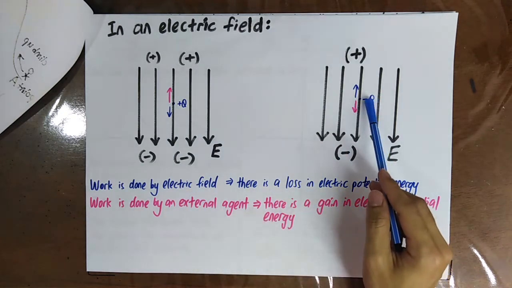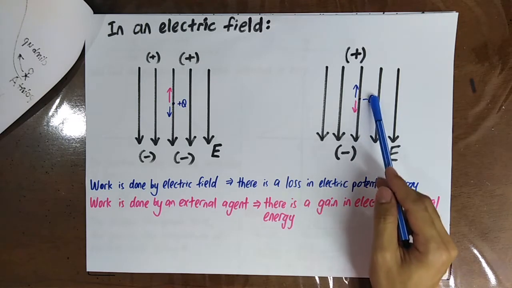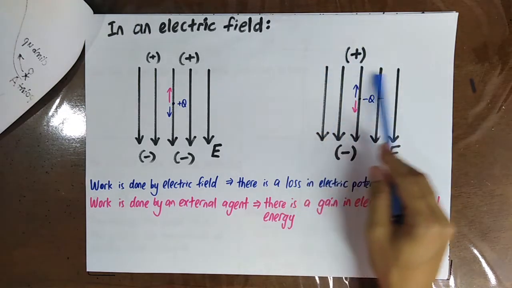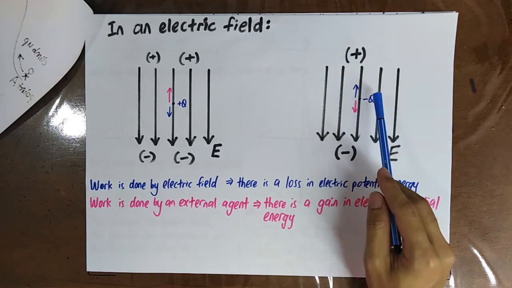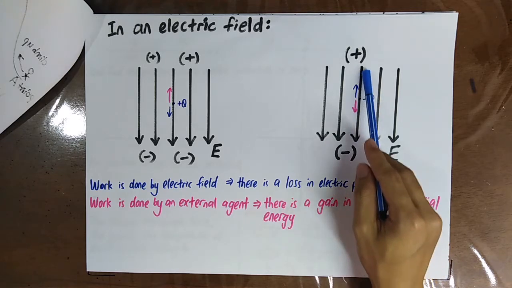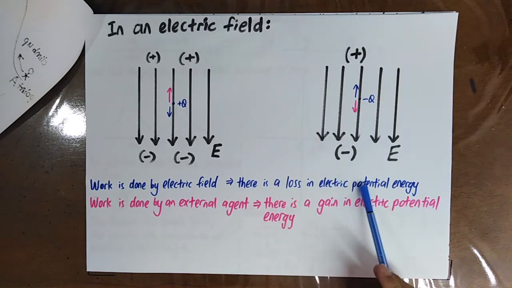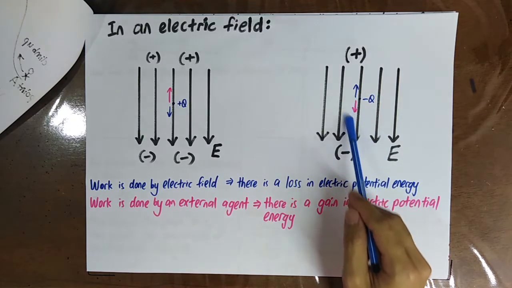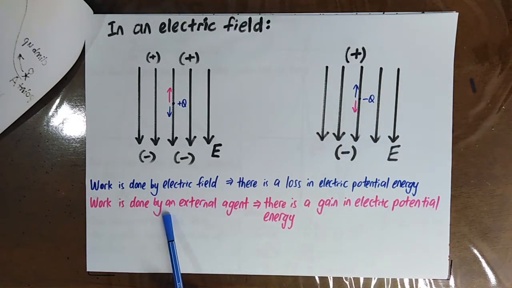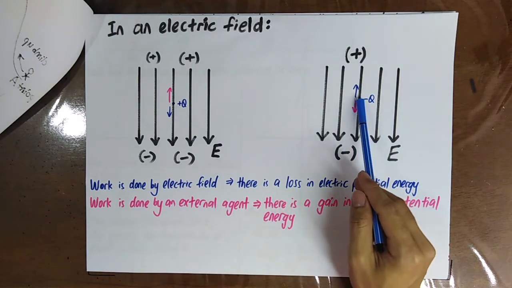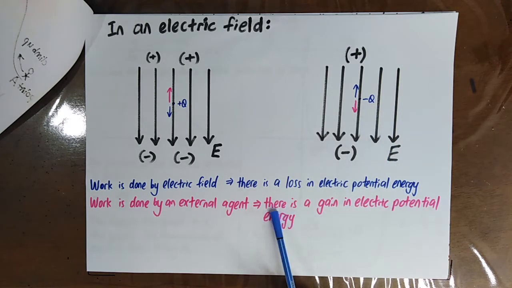Okay? Then what if you have a negative point charge? The negative point charge will tend to move to the region of higher electric potential. That means that if the negative charge is moving this way, then the work is done by the electric field, and there's a loss in the electric potential energy. But if you want a negative charge to move this way, then you have to do the work. So that you use your own energy to move the negative charge this way. Alright, so that there's a gain in the electric potential energy.